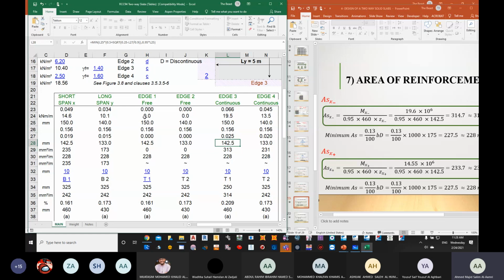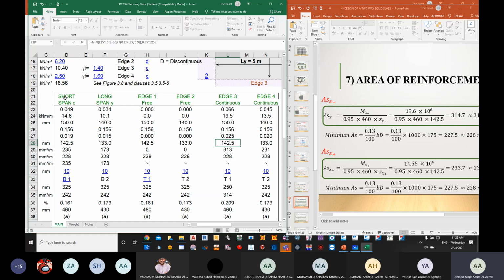Okay. So in this scenario, you see edge one, edge two, edge three, edge four, because they are supports, they have negative bending moments or zero. So they represent top reinforcement. That's why they are T. Spans represent positive bending moment, so it's bottom reinforcement. So they are representing B. B is for bottom, T is for top. One is for X, two is for Y.